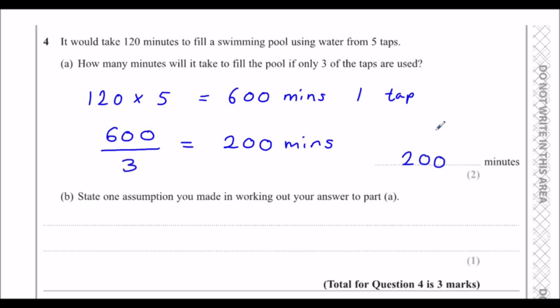Part B, state one assumption you made in working out your answer to part A. We assumed that each tap flows at exactly the same rate. So each tap has the same rate of water flow.